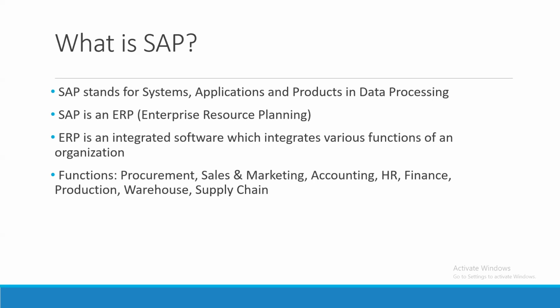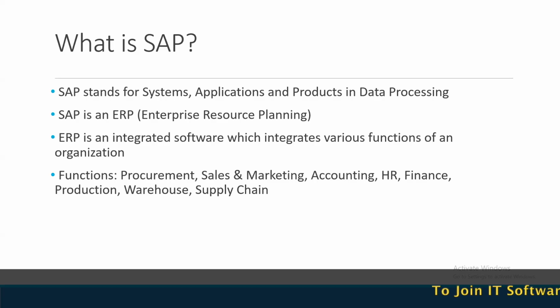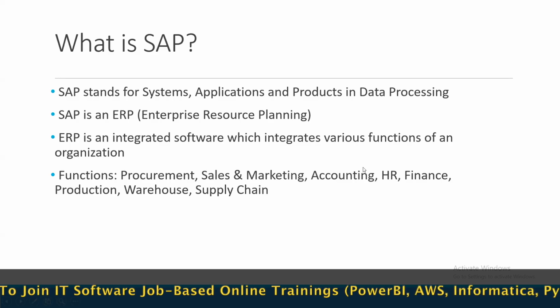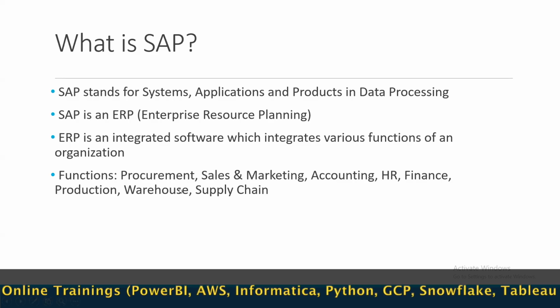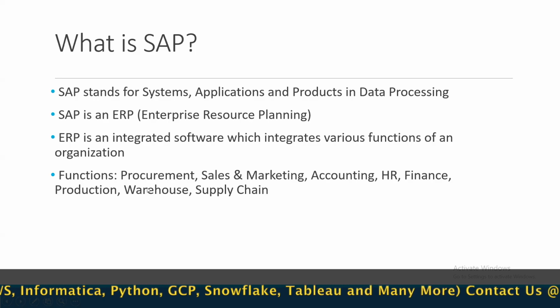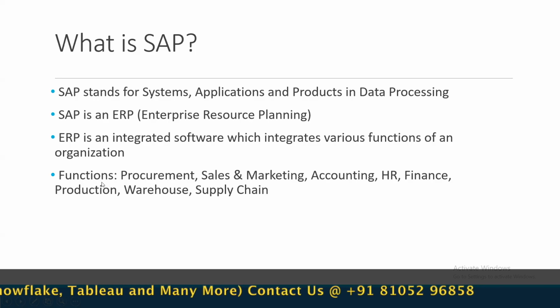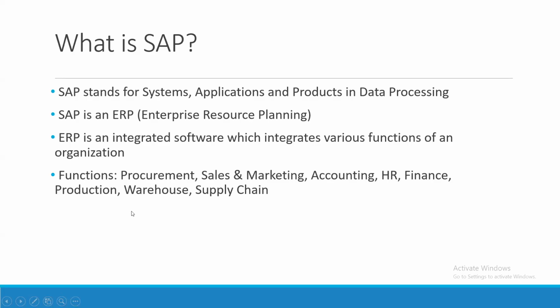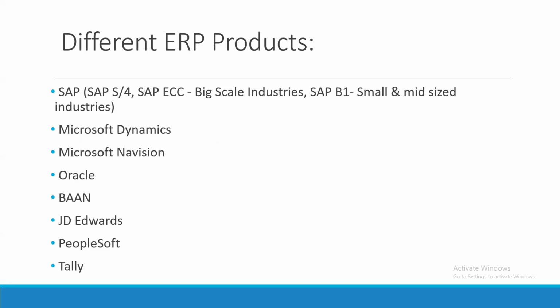SAP stands for System, Application and Product in Data Processing. It's an ERP system. ERP basically allows us to use the same software in all the departments of a company. It is integrated software which integrates various functions of an organization. These are the functions where we can use SAP: procurement, sales and marketing, accounting, HR, finance, production, warehouse, supply chain. These are the functions wherein we can use SAP as a software.